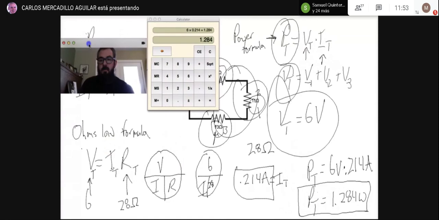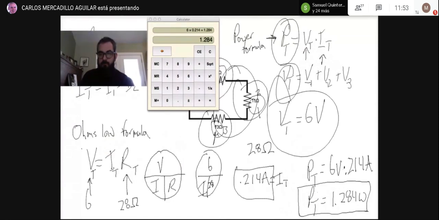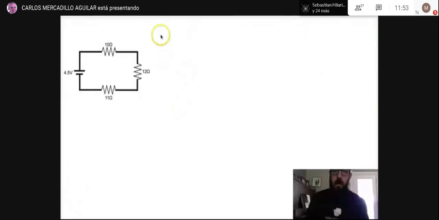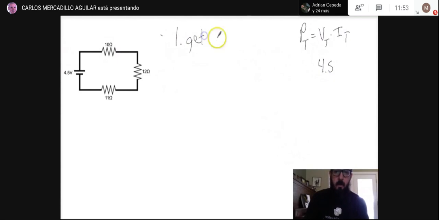So what I'm going to do is work through one more. Right, so here's example number 2. And again, we're going for power total equals voltage total times current total, okay? So let's start out by saying, okay, we already know one of these. Our voltage total is 4.5. Pretty easy, right? So step number 1 is get voltage total. That's super simple, just the battery, right?